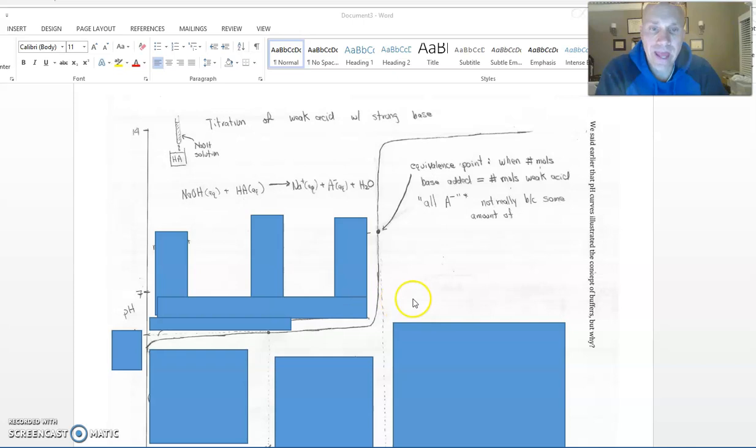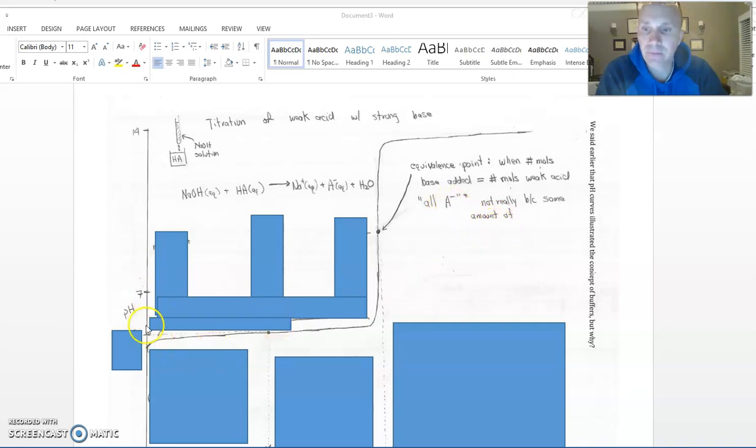So let's talk about what we're going to have in the solution at different points in this curve. All right, so at the equivalence point, essentially it's going to be all A minus. I put all A minus in quotation marks, and I just want to point out that's not actually true, because at that point we're going to have some amount of HA, because A minus can act as a weak base to give a little bit of HA.